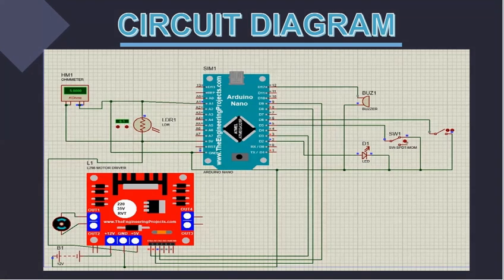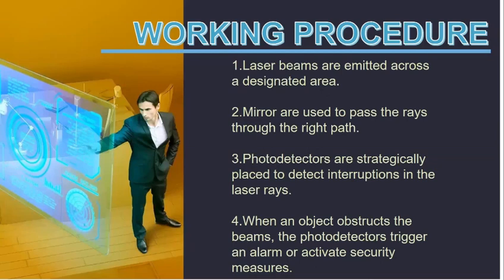Working procedure. Laser beams are emitted across a designated area. Mirrors are used to pass the rays, which are creating a path. The photodetectors are strategically placed to detect the interruptions in these laser beams. When any object obstructs these beams, the photodetectors trigger an alarm and activate the security systems. The next parts will be covered by my next speaker.